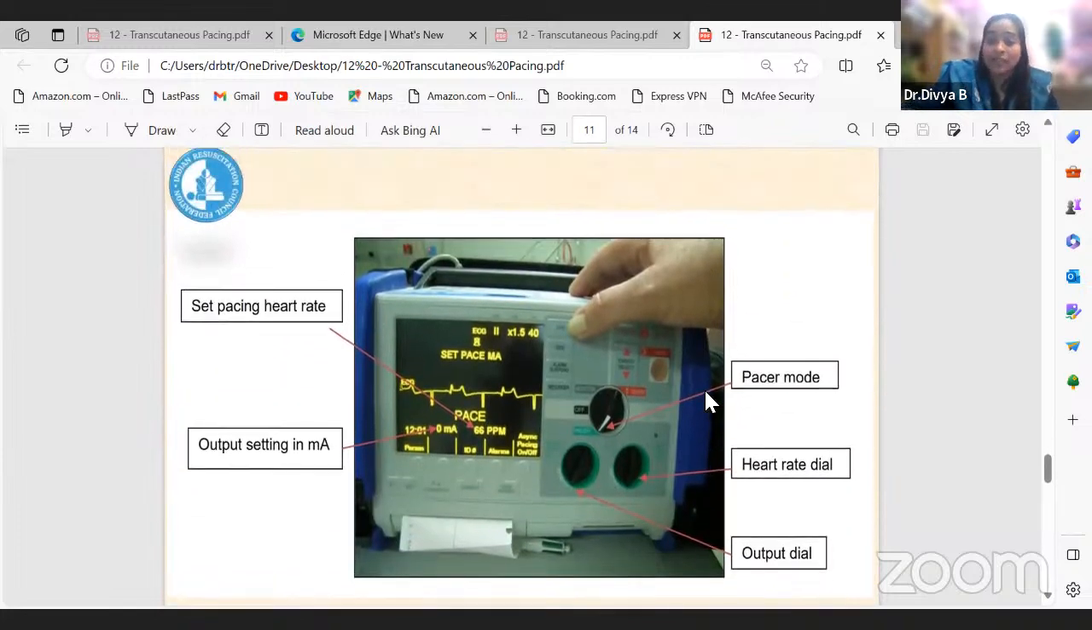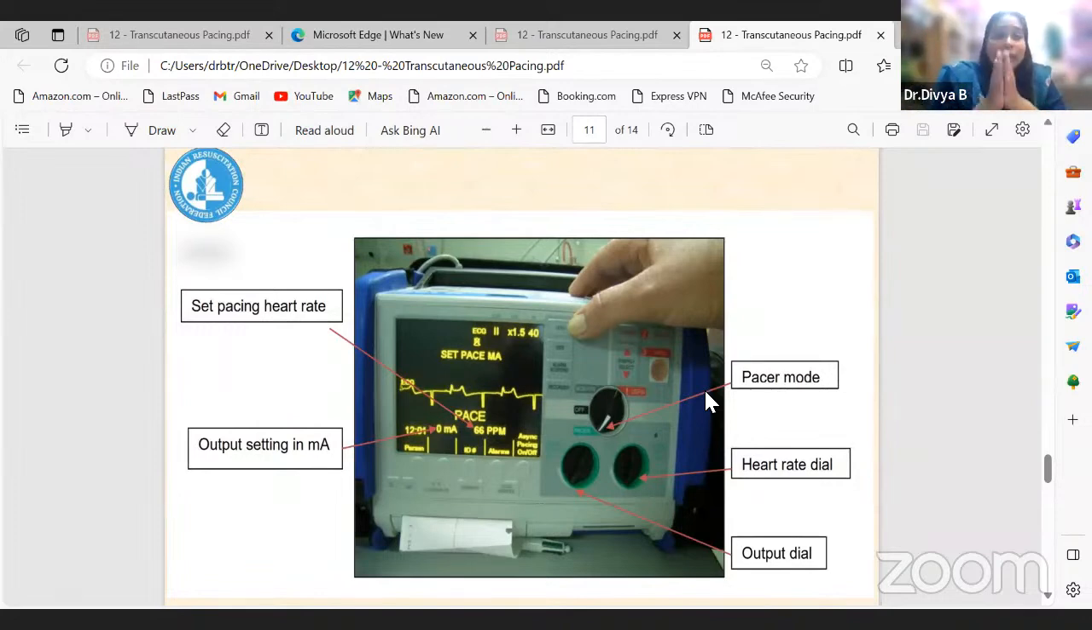Yeah. The buttons vary from machine to machine, but pretty much the concept is the same. You first need to switch on your machine, make sure you put the machine in the pacing mode, make sure you've disconnected the defibrillator pads and connected your pacing pads, and then you have only two modes in pacing. One is demand mode and the other one is fixed mode.